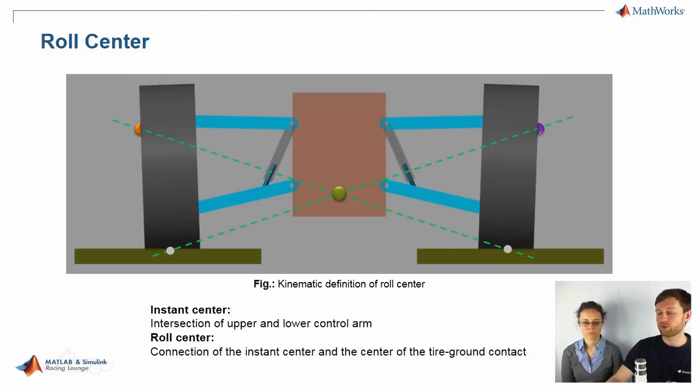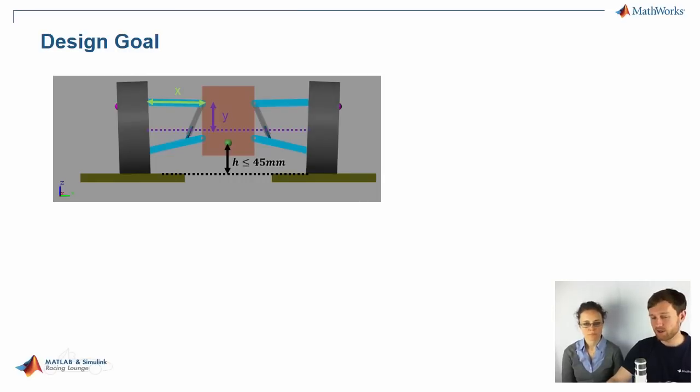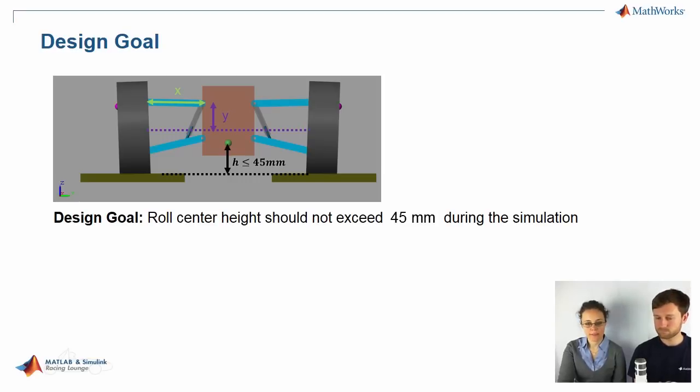Okay. This is basically what we want to optimize. And to be more precise, the design goal is we want to have the roll centers 45 millimeters from the ground level, from the street level. Okay, so it should not exceed that height. Exactly, it should be below that because it's very important from the vehicle dynamics aspect. Okay. That's let's say a vehicle dynamics goal. Understood. Okay, so let's try to formulate that sentence. The roll center height should not exceed that height.